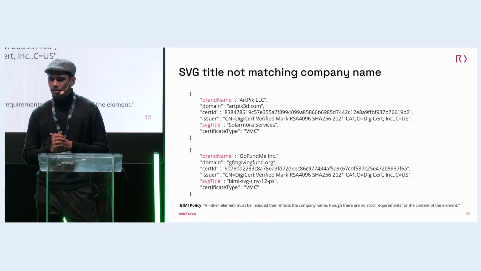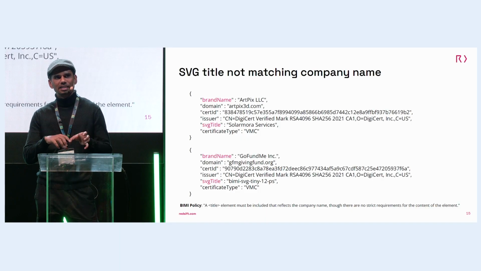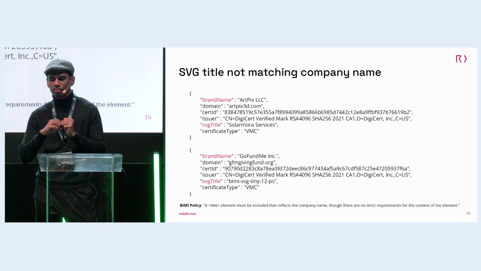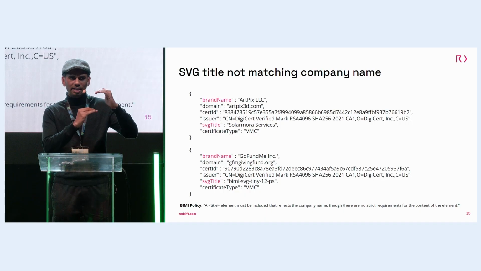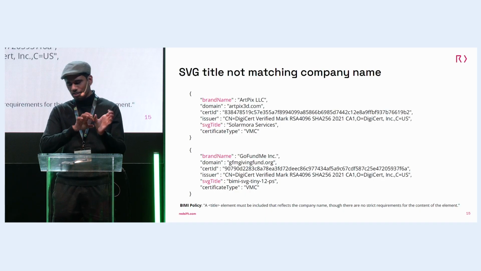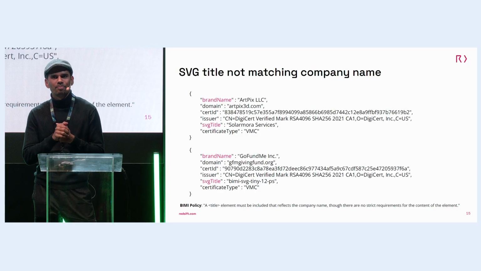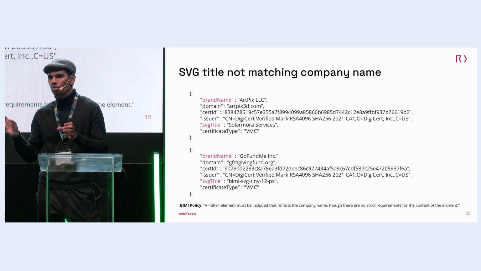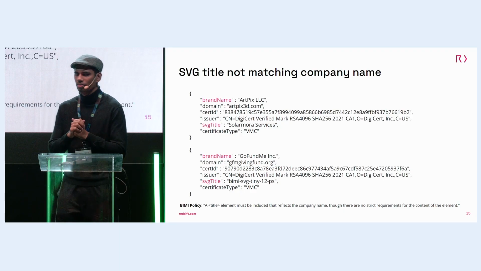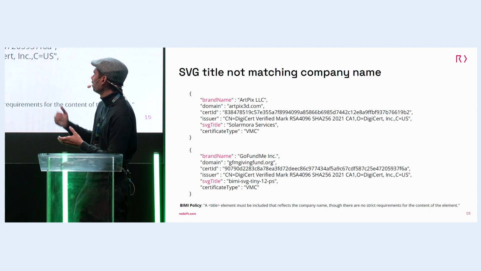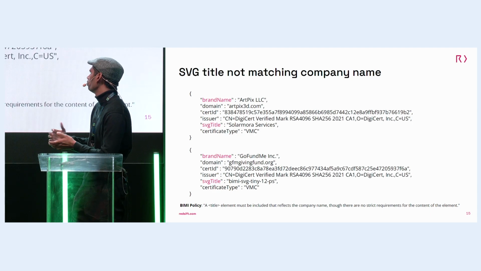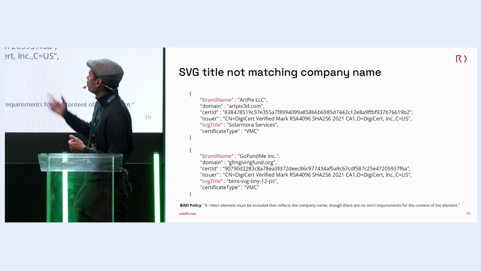These are a few examples of the SVG title not matching the company name. The BIMI policy recommends that a title must be included that reflects a company name. So in that embedded SVG logo, there is a title element which should reflect the company name. There is no strict requirement to have an exact match, but it should reflect the company name. I have some examples, the second one being a random SVG title, and the first one not matching or reflecting the company name.